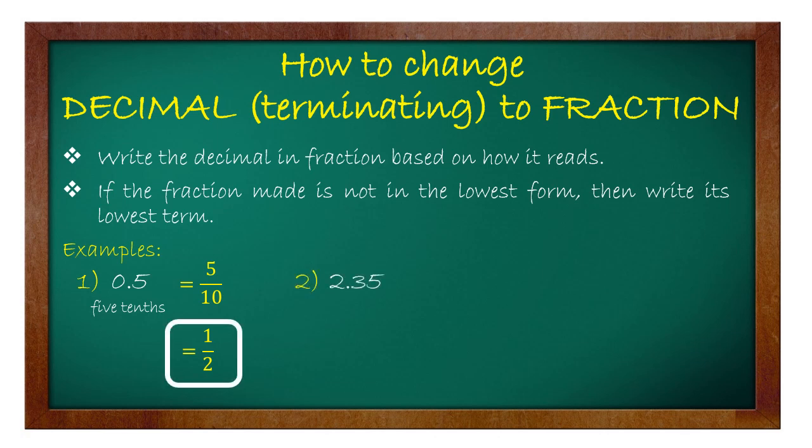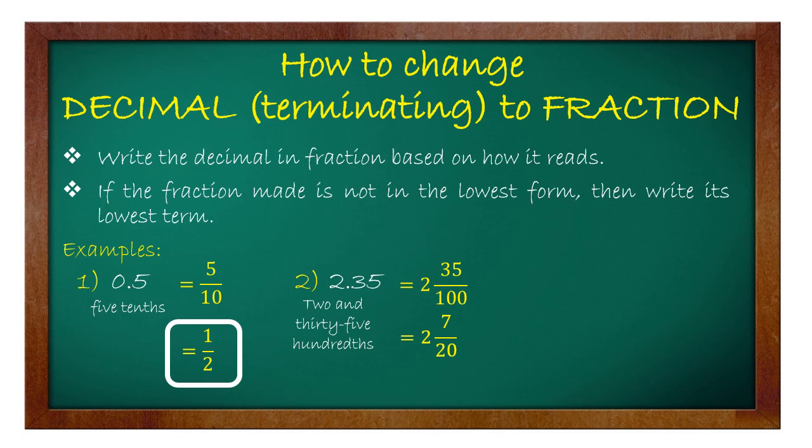Next, 2.35. So, yun yung normal na basa. Pero using the place value, ang basa natin dyan is 2 and 35 hundredths. So, ibig sabihin, yung 2 yung whole number, 35 is the numerator, hundredths is the denominator. So, get the lowest term ng 35 over 100, so that is 7 over 20.